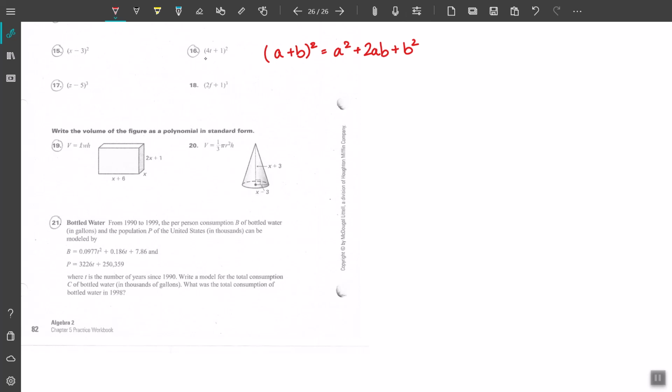All right, then I go over here, I identify my a as 4t and my b as 1. So I'm going to plug those in over here. 4t squared plus 1 squared. Remember to square both the coefficient and the t squared.